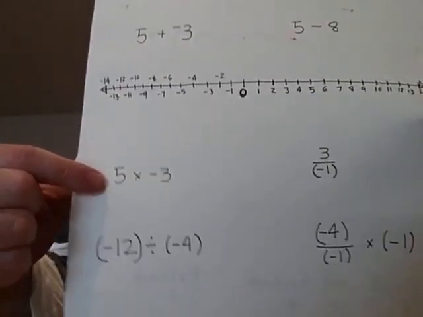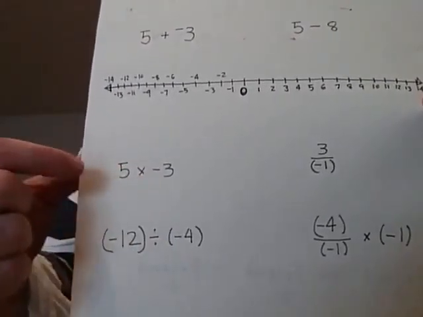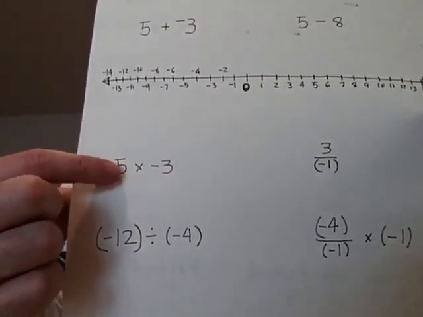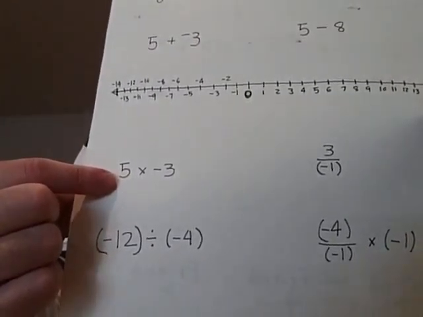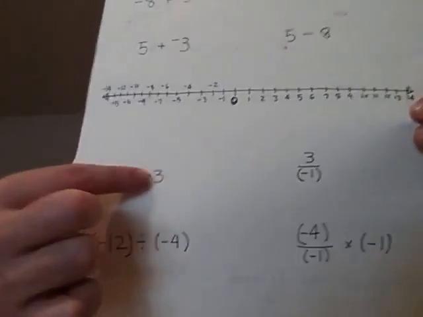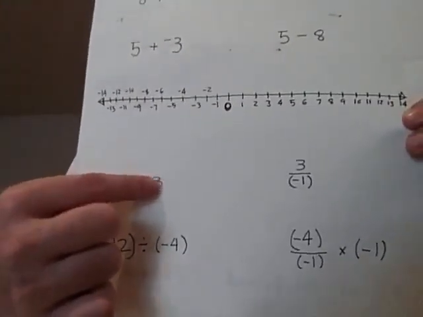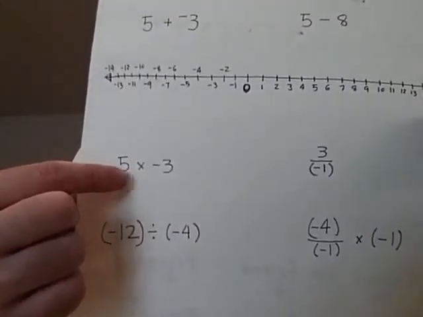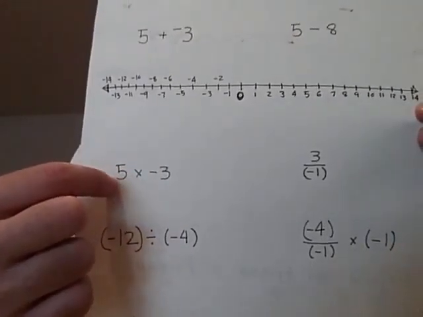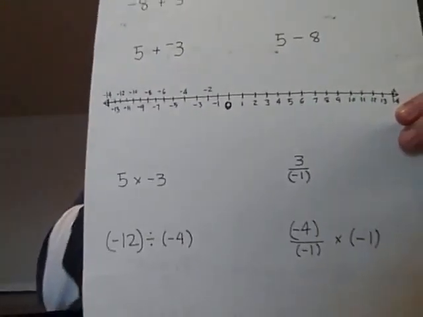All right, so the first one is 5 times -3, or in other words, a positive times a negative. Now, thinking back to our friend and enemy, this is a friend and an enemy. So friend and enemy is always going to be an enemy, or positive and negative is always a negative. So 5 times -3 is -15.